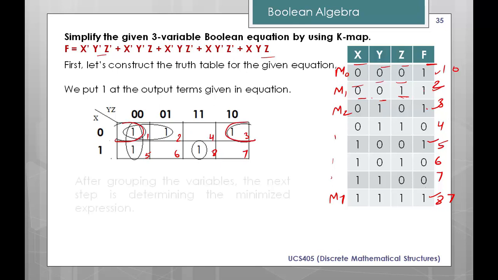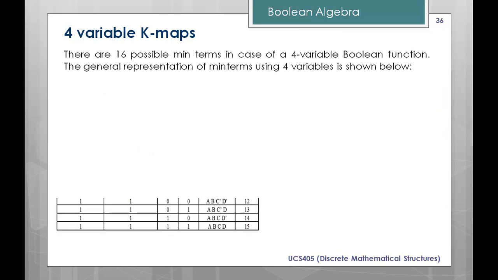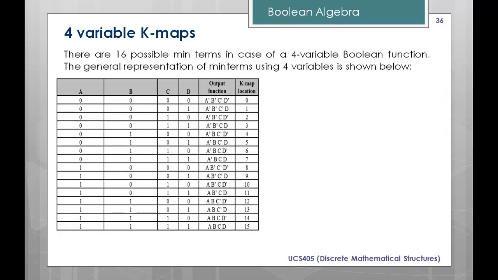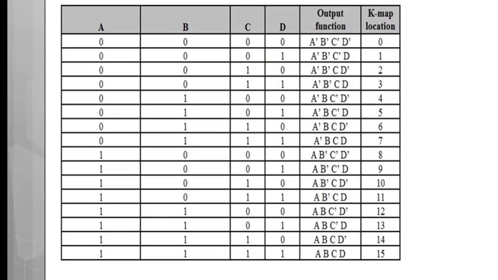Now see the minimized expression. The minimized expression is xyz plus x dash z dash plus x dash y dash plus y dash z dash. Next is 4 variable K-maps. There are 16 possible minterms in the case of 4 variable Boolean functions, and these are the output functions.